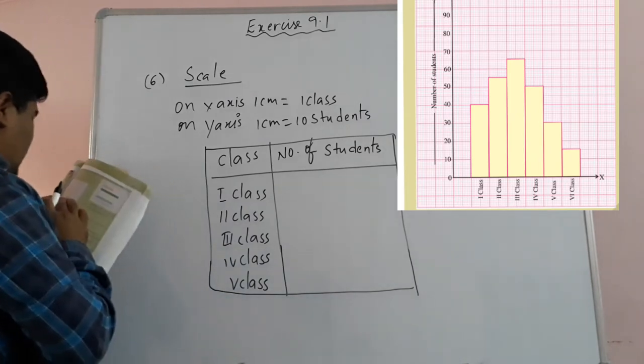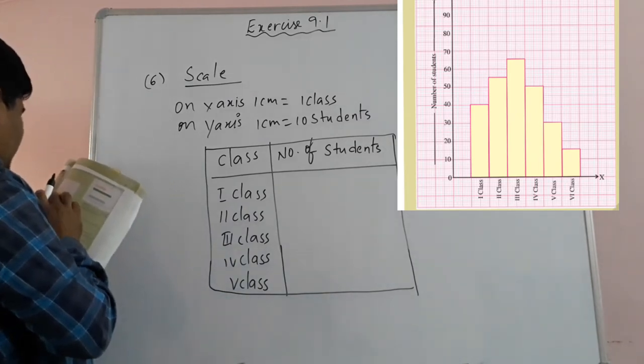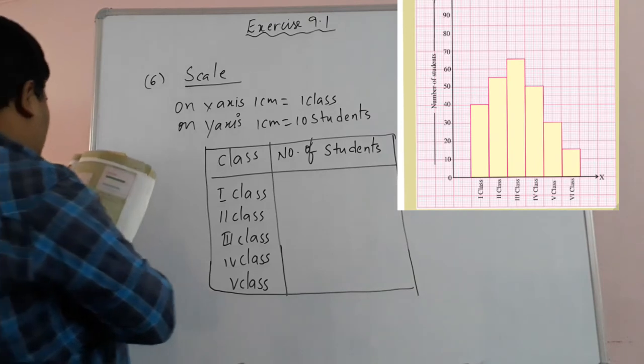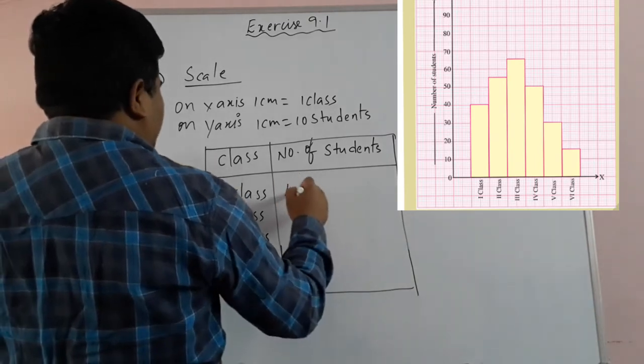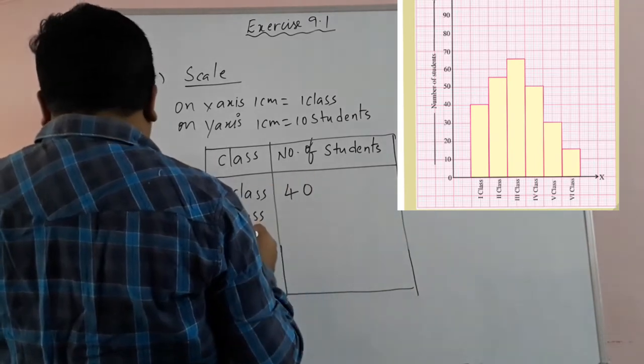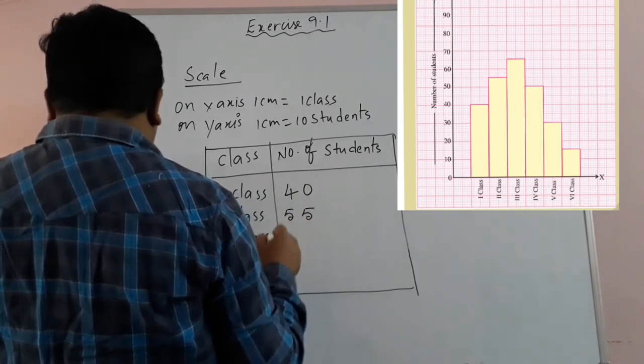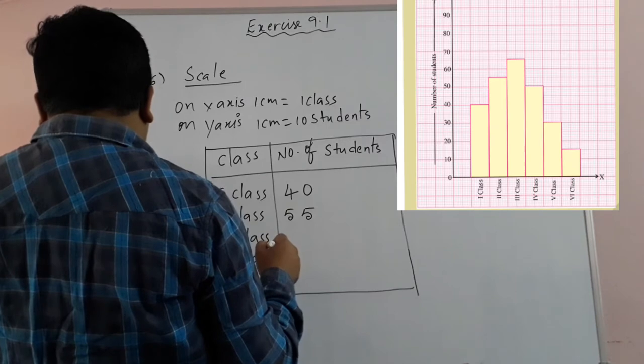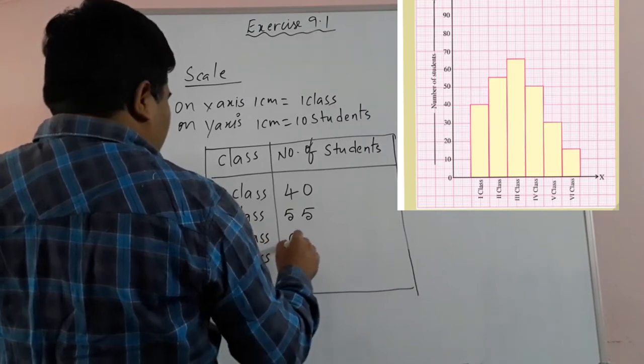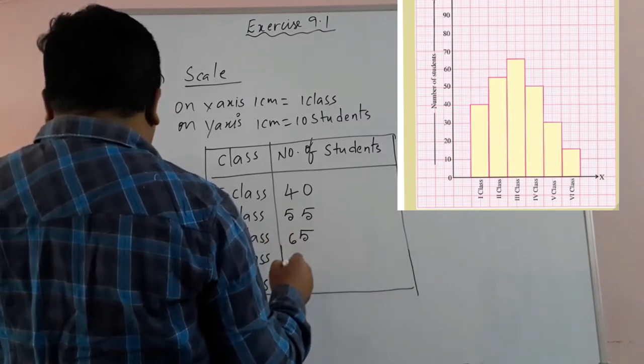So these yellow color boxes are there, no? So in the first class, this is coinciding with 40. So it means in the first class 40 students are there. The second class is coinciding with 55. So in the second class 55 students are there. In the third class it's reaching 65. Means in the third class 65 students are there.